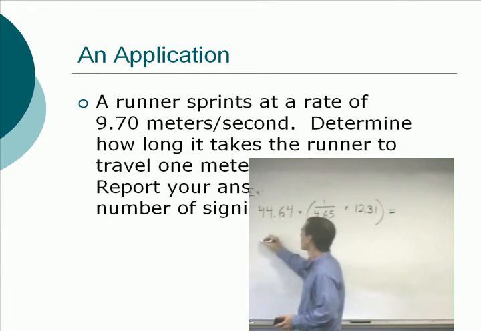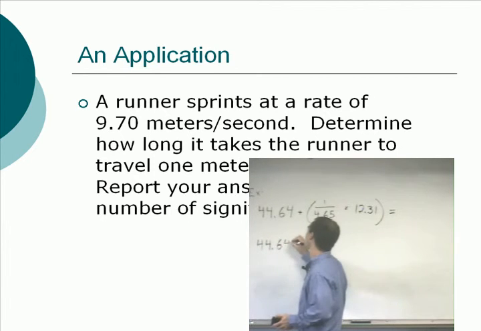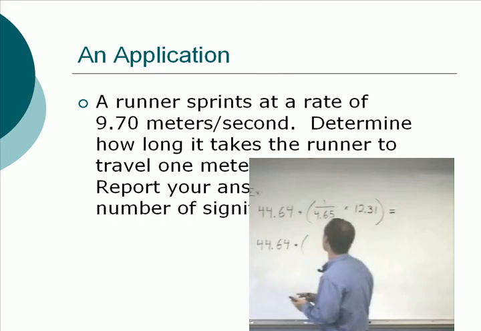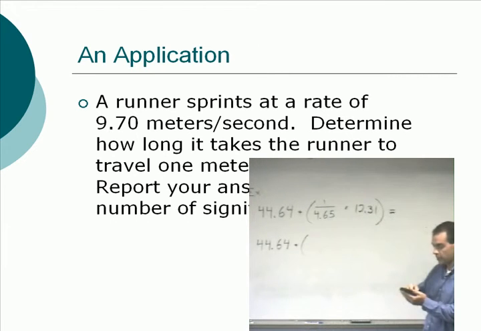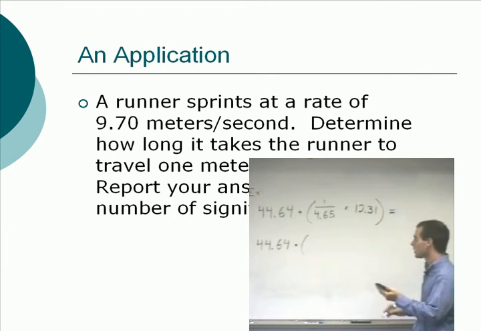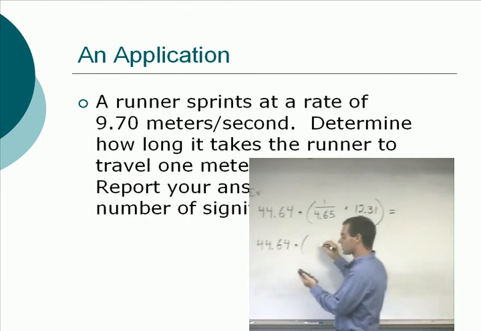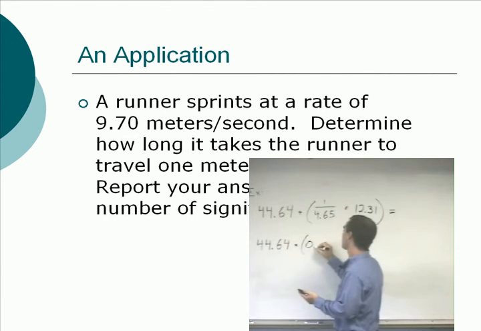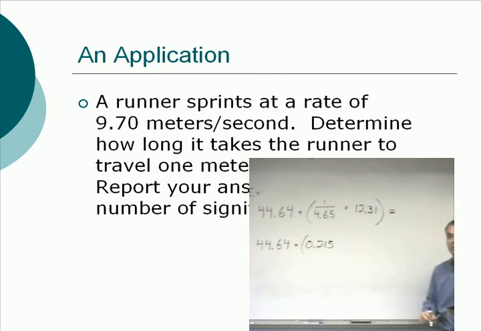So let's rewrite that part of it with the correct number of sig digs. 44.64 plus, what does that work out to here? 4.65. The reciprocal with 3 sig digs will be... Somebody verified that this is correct. 0.215. Does that look okay?